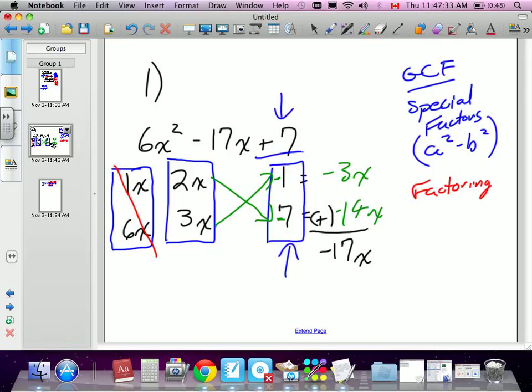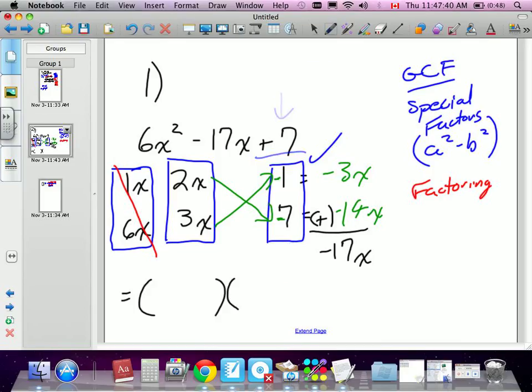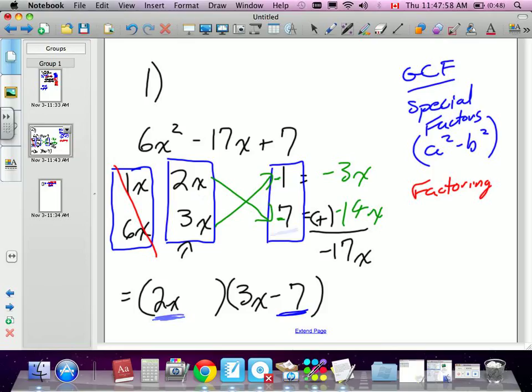That will work. So when we go to put it in our factored form, we know our first terms are going to be 2x and 3x. Now, this is what's important. I multiplied 2x times negative 7, so the 2x and the 7 have to be in different brackets. So I put negative 7 in the other bracket. Same idea with 3x times negative 1. 3x and negative 1 are going to have to be in opposite brackets. And we now have our factored form.